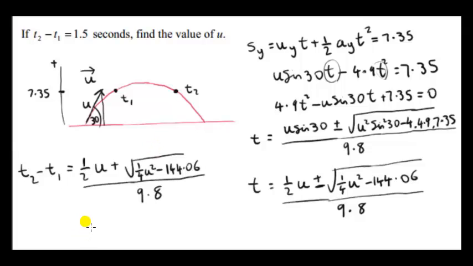So let's get t2 minus t1, because we know that that's equal to 1.5. So we subtract t1. So that's this quantity with the minus sign. So if we do the subtraction, we get minus a half u here, and we're subtracting minus the square root, so that we get plus the square root of a quarter u squared minus 144.06.